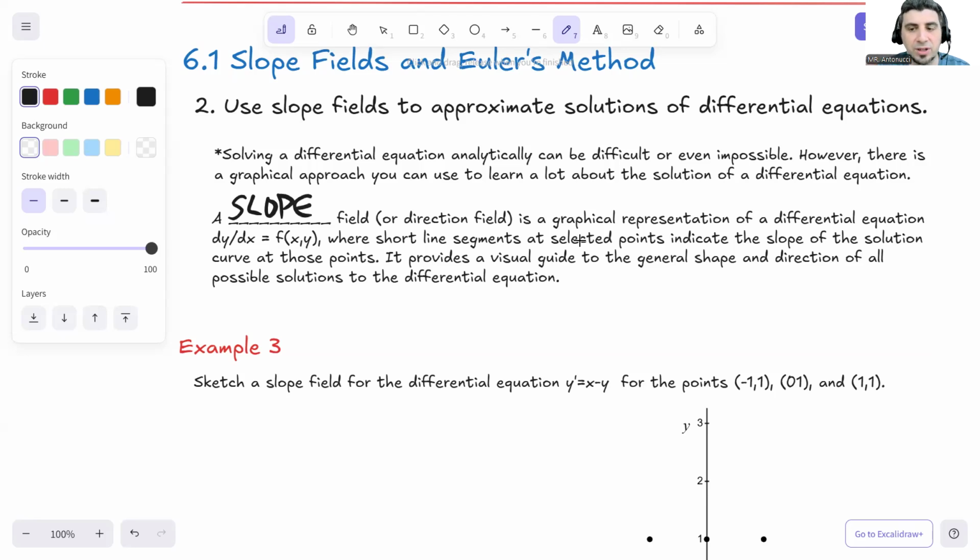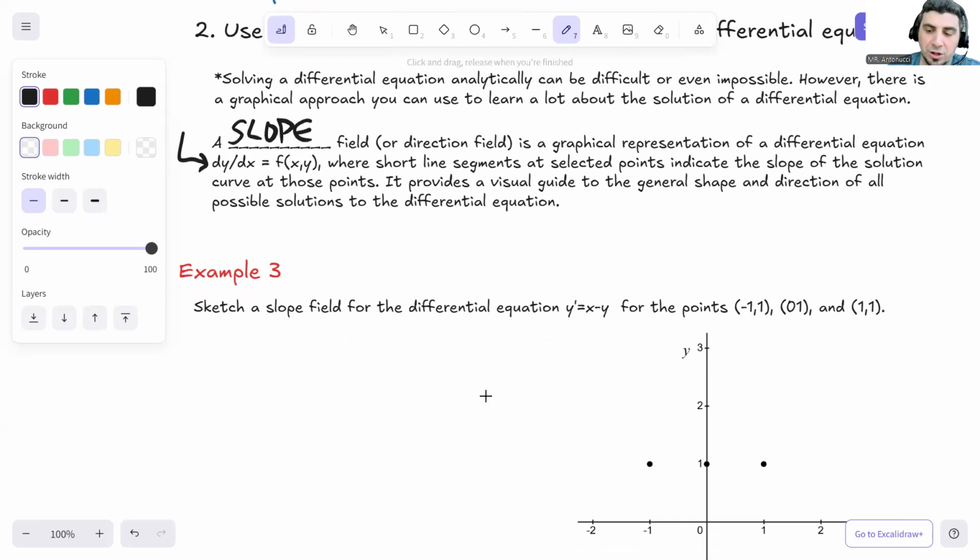It's a graphical representation of a differential equation, dy/dx equals f(x, y). What this means is that your derivative might be in terms of two variables, x and y. They put short line segments at selected points that indicate the slope of the solution curve at those points. This helps provide a visual guide to the general shape and direction of all possible solutions to the differential equation.